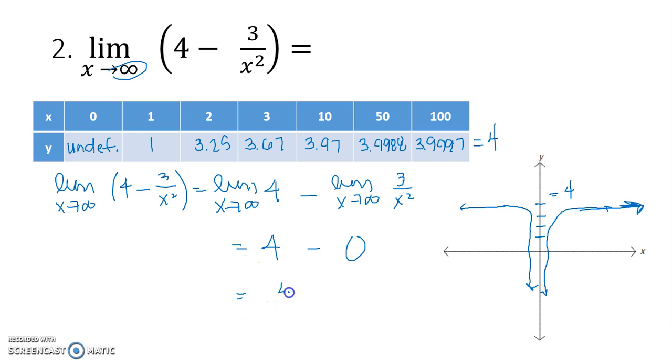4 minus 0 is 4. So my limit, whether I look at it numerically, graphically, or algebraically, is 4.